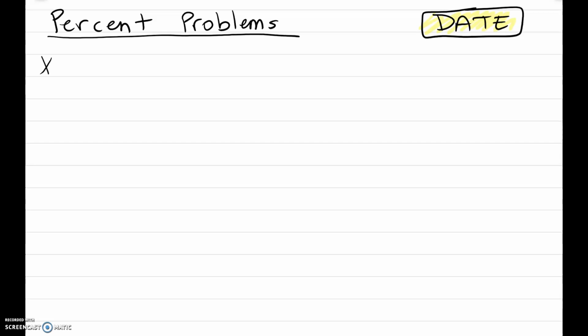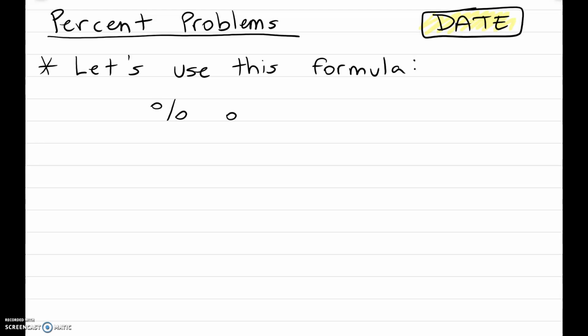Alright, when we're solving percent problems, we're going to use this formula. The percent of a whole number is equal to a part. So percent of whole is equal to a part. So there's some keywords there that we're going to use to help when solving percent problems. So let's look at the first one.